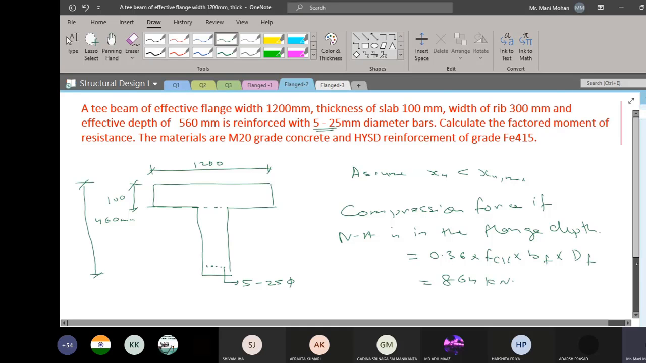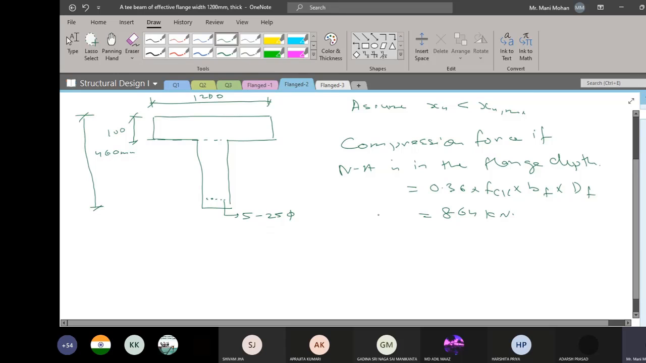Okay. What about the tension force? Here I will write simply T. Now the tension force is going to be revised because there are 5 bars. So 0.87 into 415 into 5 numbers of pi by 4 into 25 square, which is 491. So how much is the tension force now? 886 kilonewton.